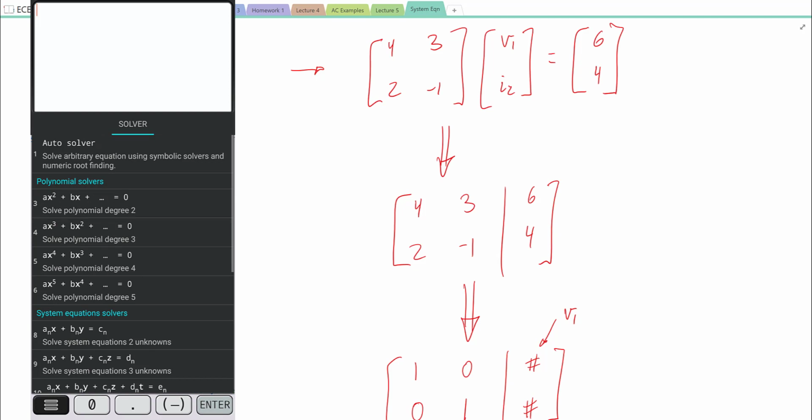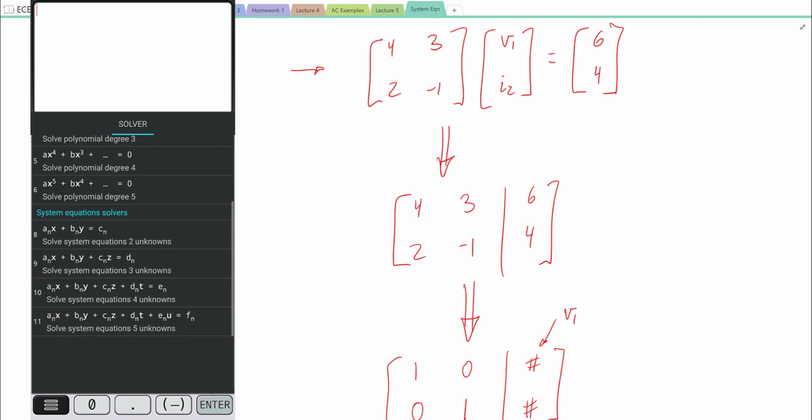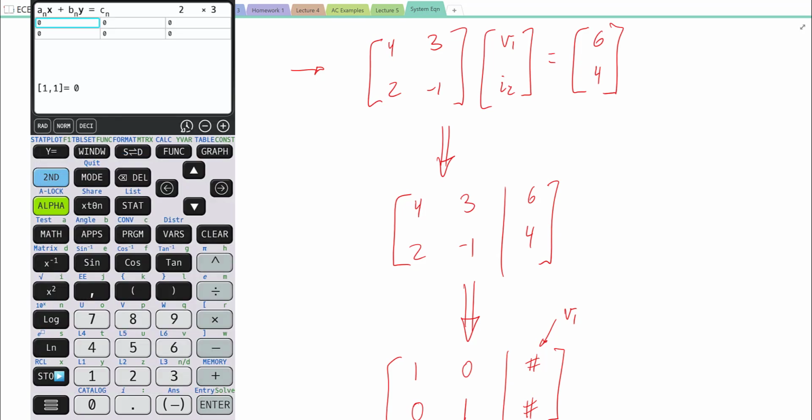And for this particular example, I don't have a polynomial, right? I have a system of equations. So I'll go down here to my system of equation solvers, and then option 8 says solve system equations, two unknowns. And if I tap on that, it brings up this matrix, right? Which is a 2 by 3, okay? And all I need to do is plug in my coefficients.